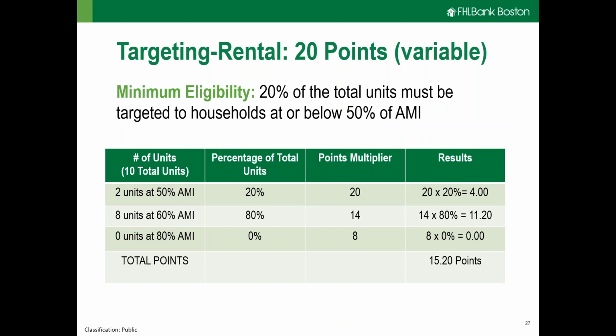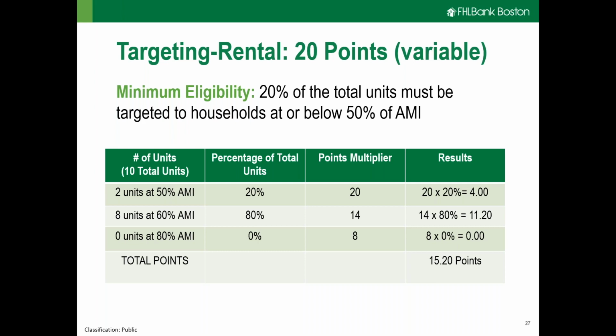Thanks, Mike. And Mike's advice rings true in targeting as well. Don't overpromise your targeting, because you'll have to go through a modification and cure period, and just stick to the units that you know you're going to be having. And we like to see it line up with your other funders too. But for targeting for a rental, the maximum points is 20 points.